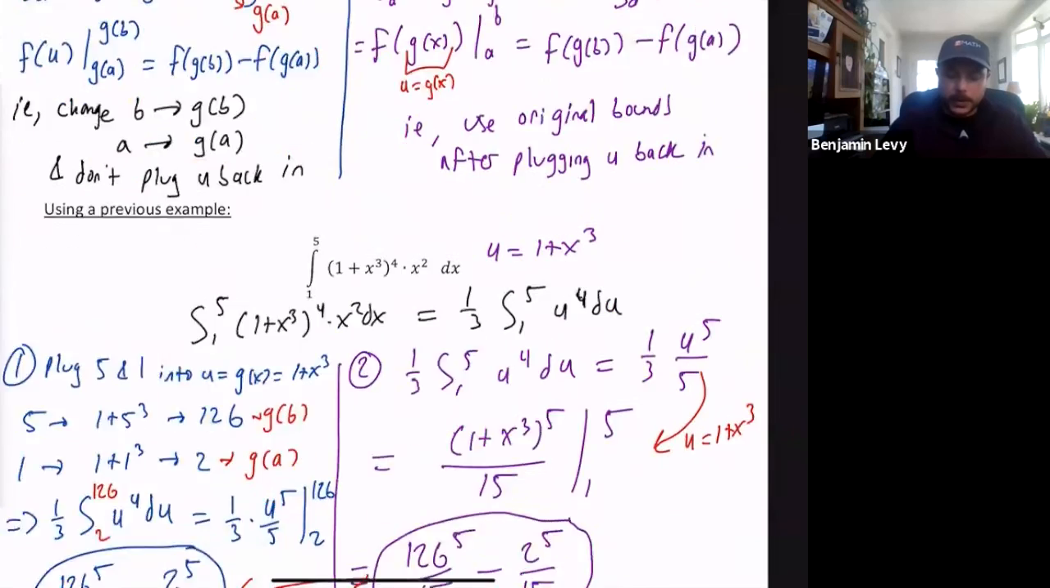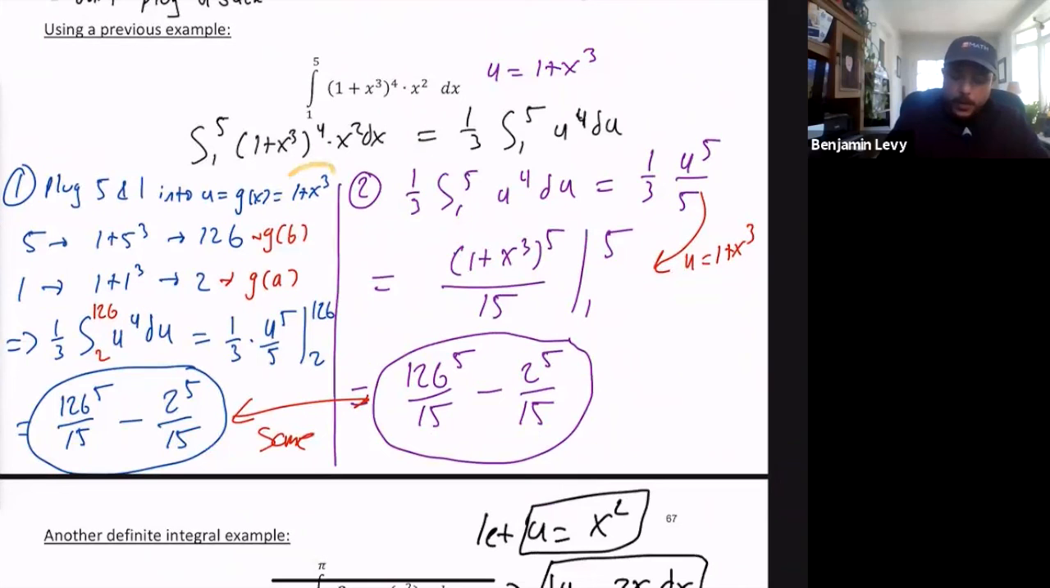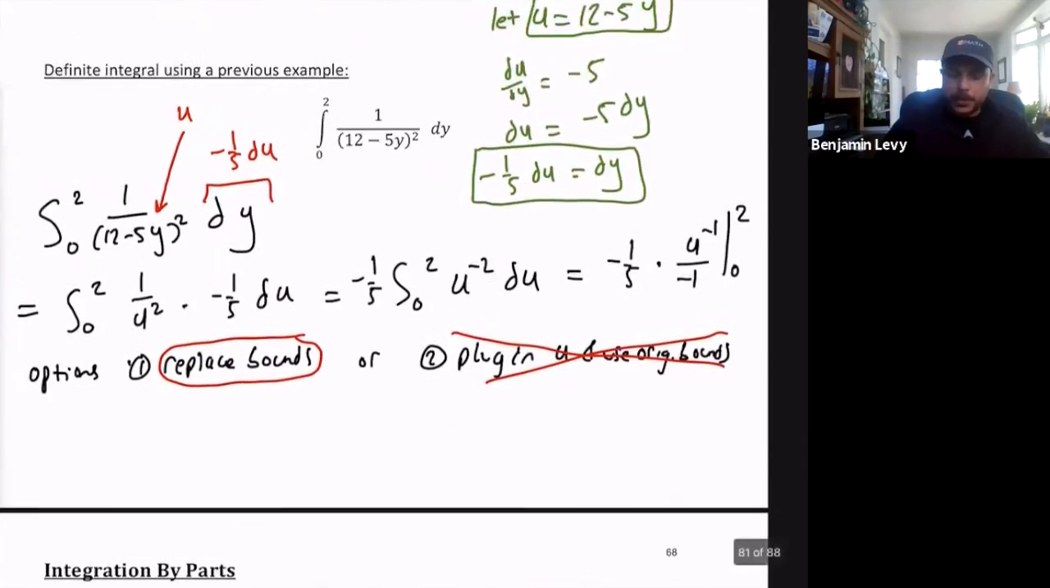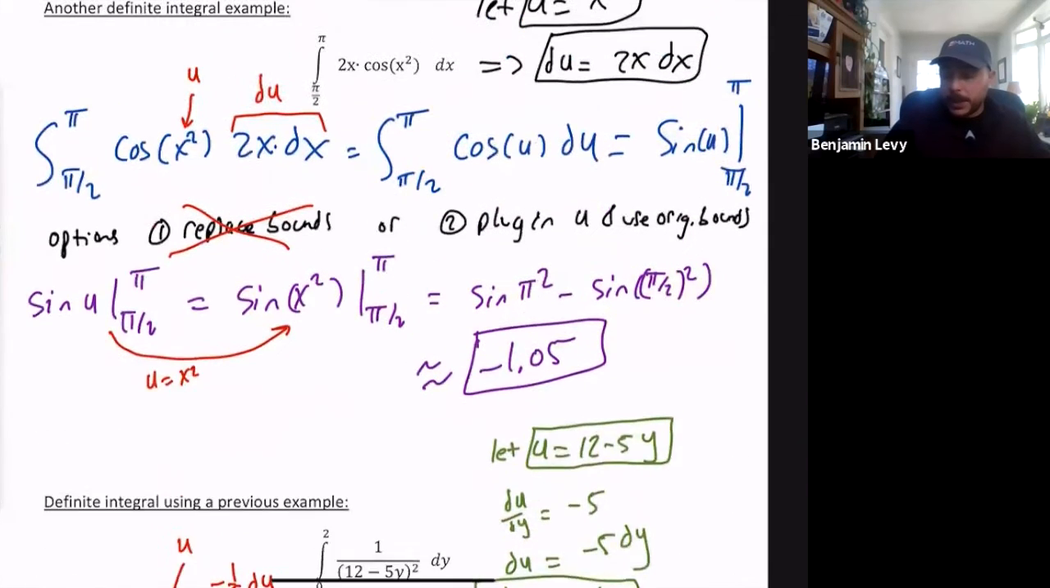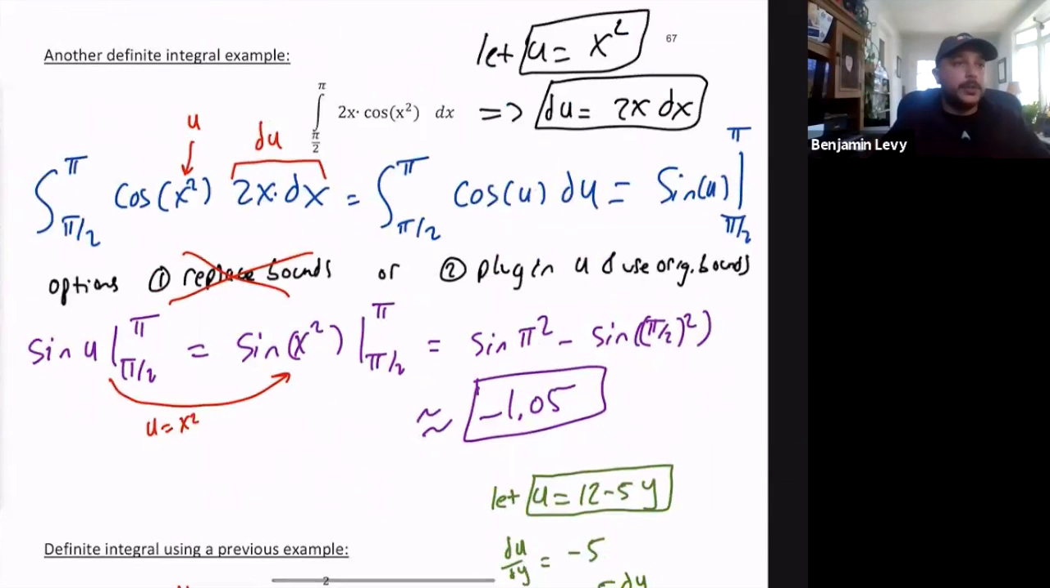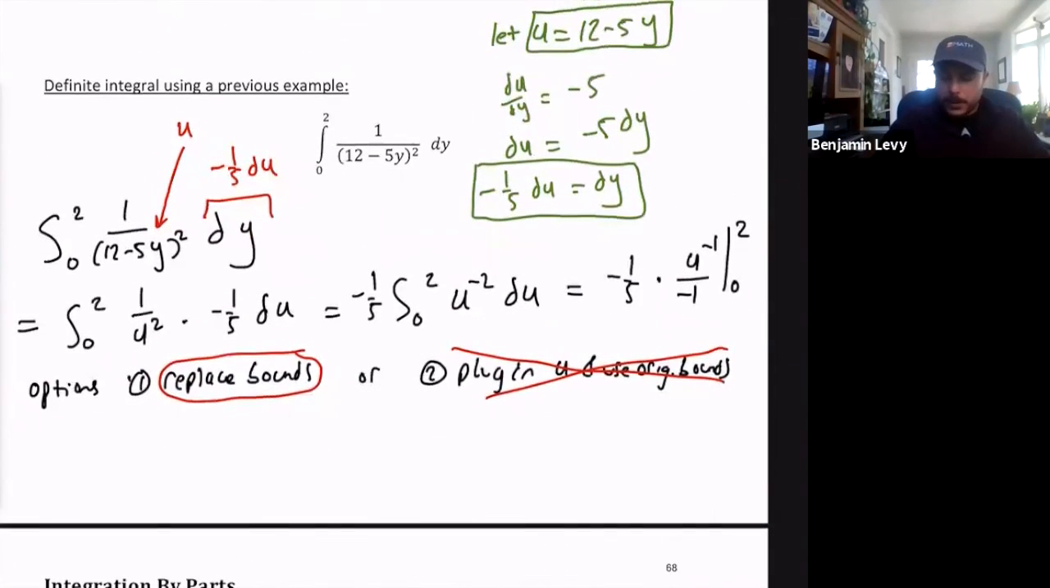So like on this particular example, u was 1 plus x cubed, and so we took the old bounds, 5 and 1, we plugged them into 1 plus x cubed, and we obtained new bounds. And that just is nicer sometimes because then you don't have to plug u back in. It's just an alternate approach. And I usually like to show both of them because you can choose whichever one you like. And like we just saw in the last one, maybe it's easier sometimes not to plug in pi and pi over 2 into something being squared, for example. Maybe we just want to not do that. So let's replace the bounds.